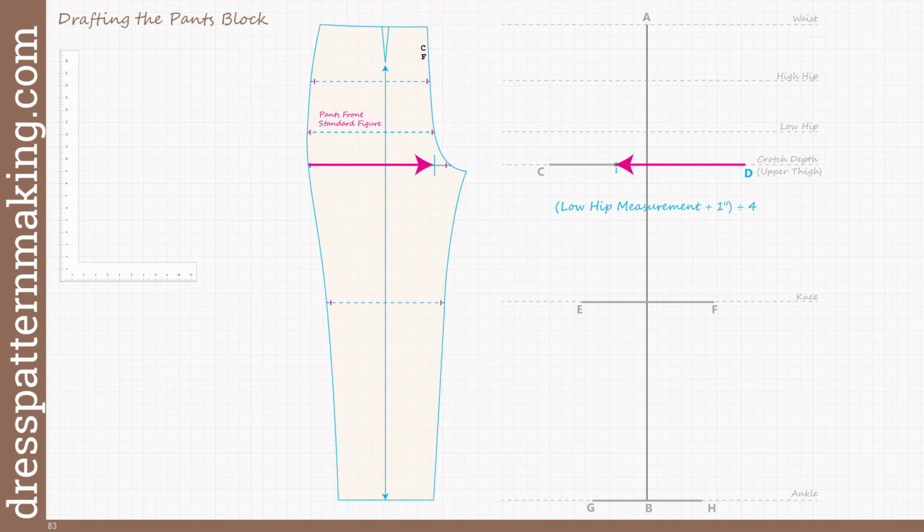Using your low hip measurement plus 1 inch ease divided by 4, measure from D towards C and mark point I. From I to C is your back extension.